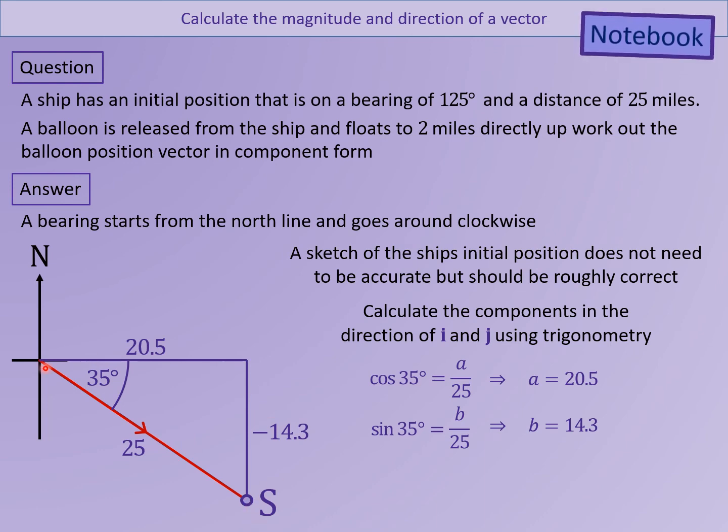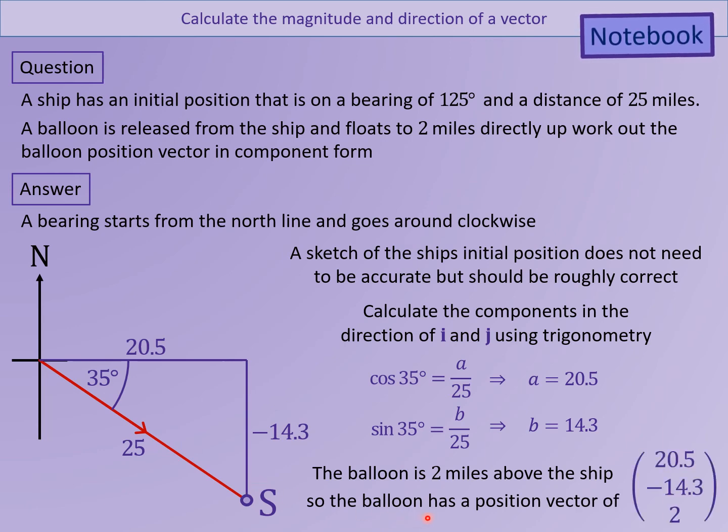This is why it is a good idea to do a rough sketch, because you can clearly see that you need to go down to get to S. So 14.3 minus 14.3. The balloon is 2 miles above the ship. So this ship, 2 miles out the screen towards you, is where the balloon's going to be. So how do you write the balloon's position in component form? It's 20.5 in the I, it's 14.3 in the J, and then it comes out the screen an extra 2 miles. So it's position vector of that.